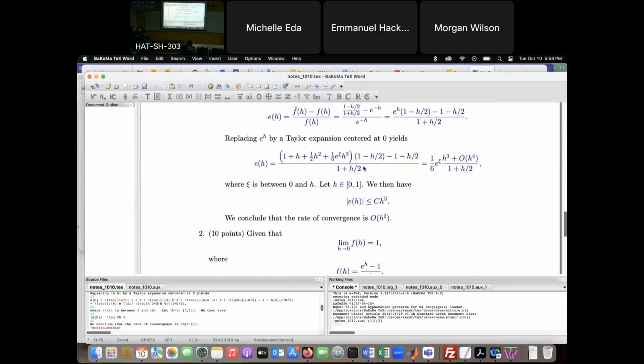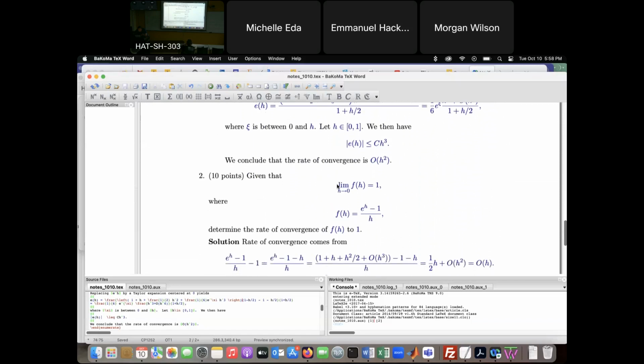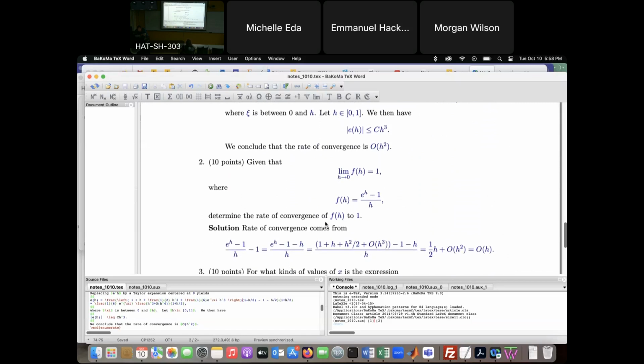But I'll fill in more details on that later. This one went pretty well. Replacing the Taylor expansion, the leading term is h to the first power, so the rate of convergence is order h.